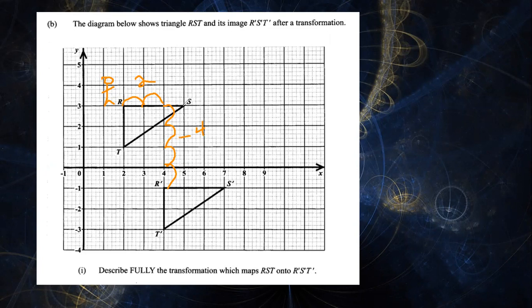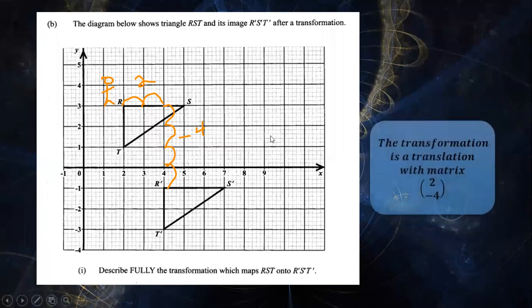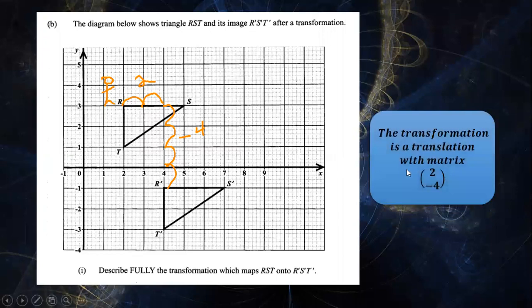And that's the same thing for S to S prime, and the same thing from T to T prime. Hence, what we say is the transformation is a translation with matrix (2, negative 4). Any questions there?